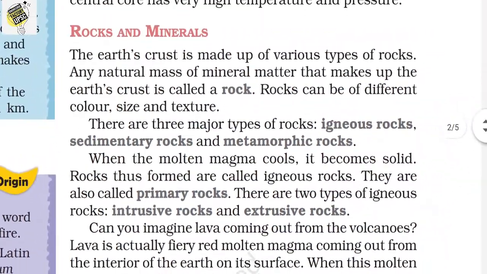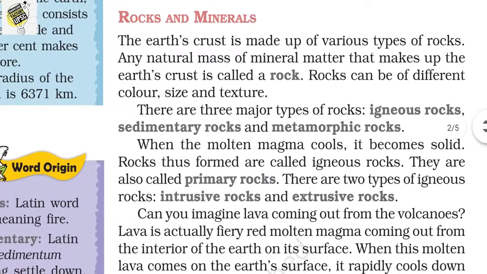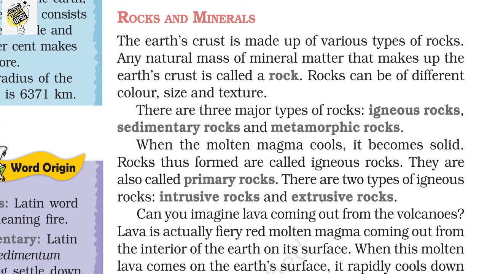Let's look into the next topic, rocks and minerals. Earth's crust is mainly made up of various types of rocks. Any natural mass of mineral matter that makes up the earth's crust is called a rock. So what is called a rock? Any natural mass of mineral matter that makes up the earth's crust.